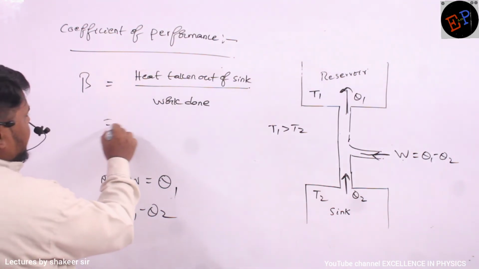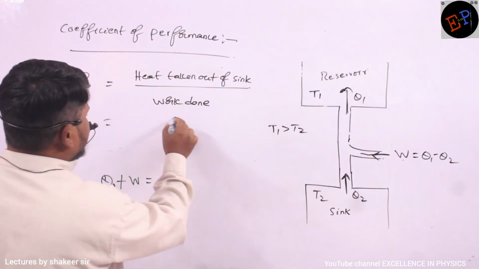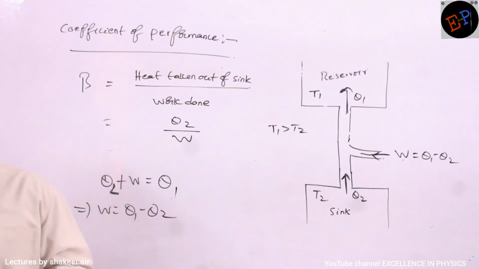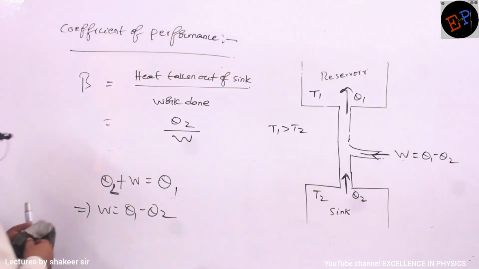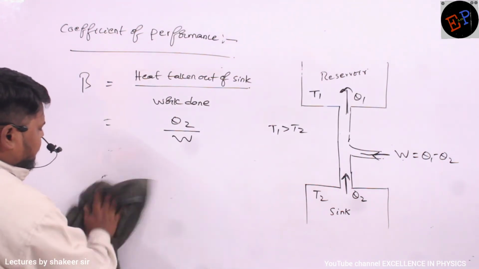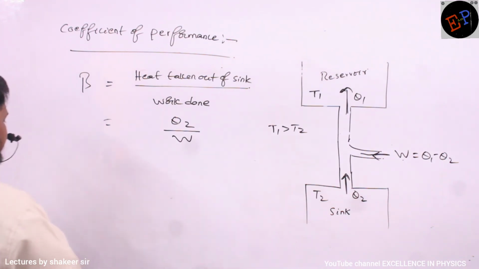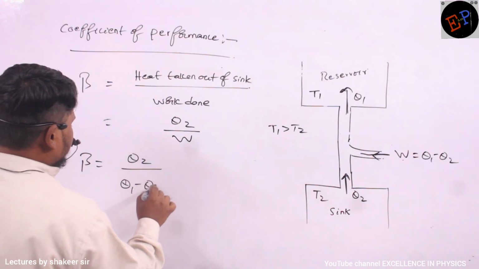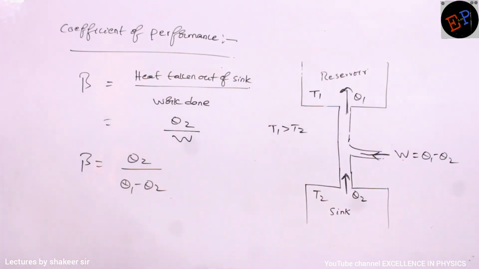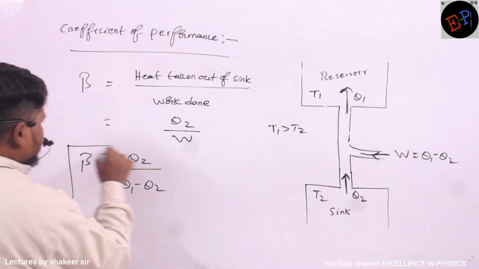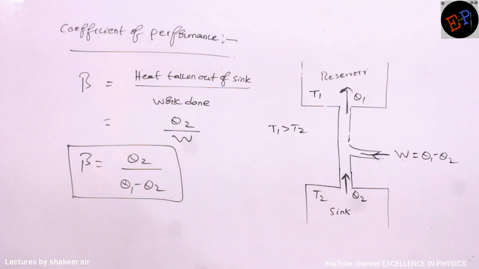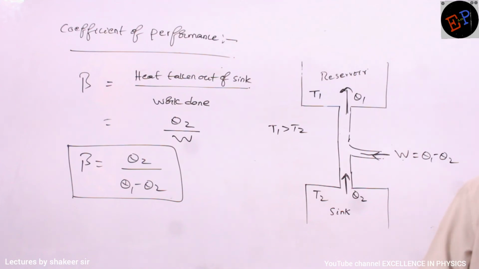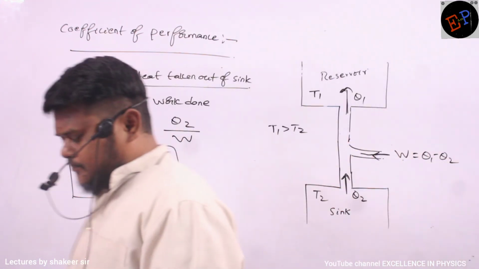So therefore, heat taken out of the sink is nothing but Q2, no? And what is meant by work done? Work done is nothing but W. So therefore, Q2 divided by W. W again, how can I write? W, how can I write, ma? So Q2 divided by W can be written as Q1 minus Q2. I can write like this also. Are you able to understand? So this is the equation to calculate the coefficient of performance of a reverse heat engine or a refrigerator. Okay? Make a note up to here.